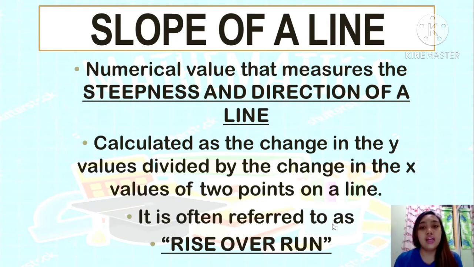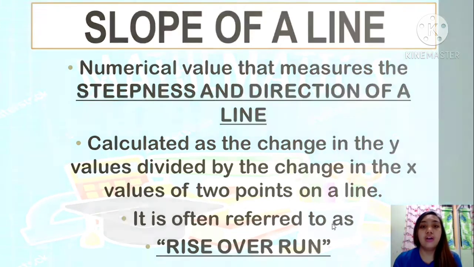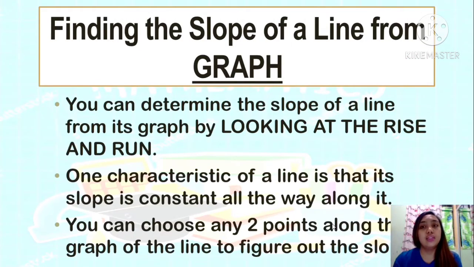It is calculated as the change in the y values divided by the change in the x values of 2 points on a line. So, it is often referred to as rise over run. Usually, ang tinatandaan lang natin dyan or the basic information dyan is rise over run. So, slope, it can be written as small letter m, is equal to rise over run. So, let's start with the graph.